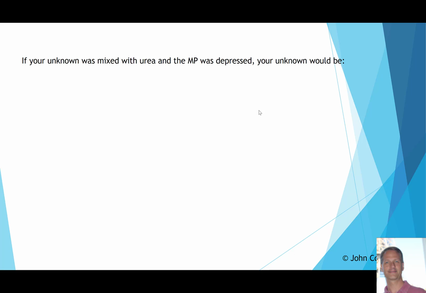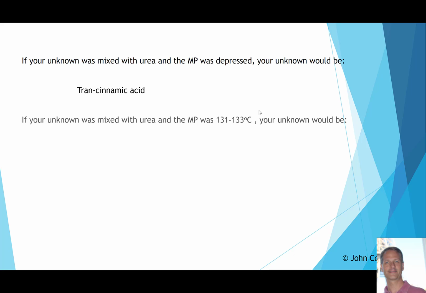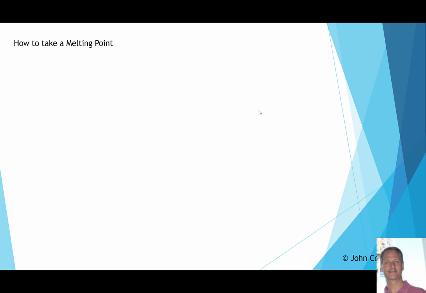Our unknown, if we mixed it with urea and the melting point was depressed, that would mean that your compound was not the same thing as urea, right? Of course, if you mix urea with urea, the melting point should be the melting point of urea. So if you mix your unknown with urea and the melting point was depressed, your unknown would be tranexamic acid. If your unknown was mixed with urea and the melting point was essentially the same, then your unknown would be urea, because you'd see no depression there.